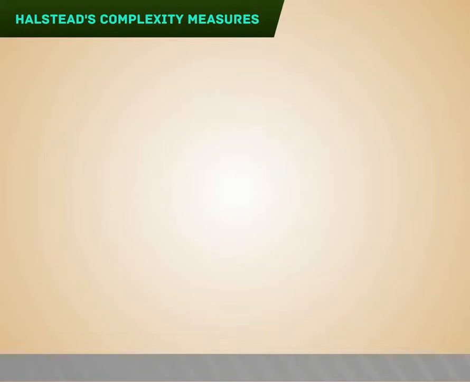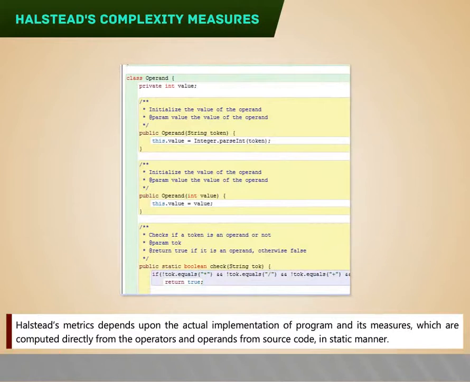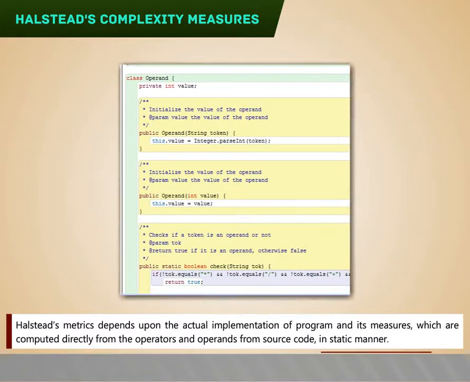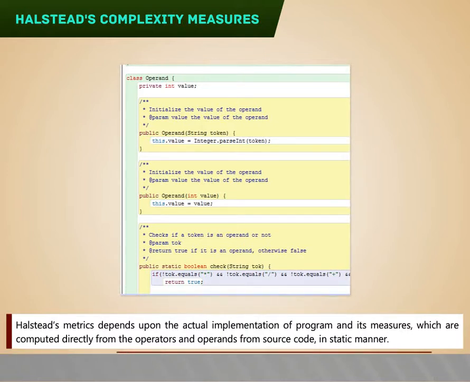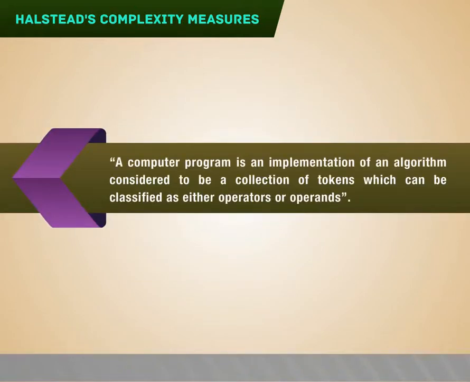Halstead's complexity measures. Halstead's metrics depend upon the actual implementation of program and its measures, which are computed directly from the operators and operands from source code in static manner. A computer program is an implementation of an algorithm considered to be a collection of tokens which can be classified as either operators or operands.